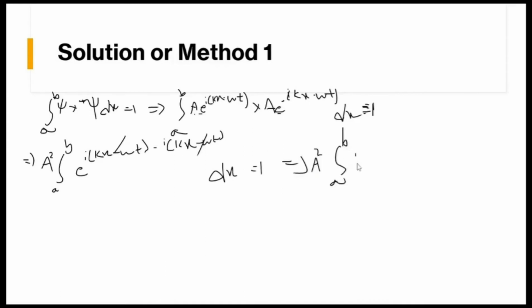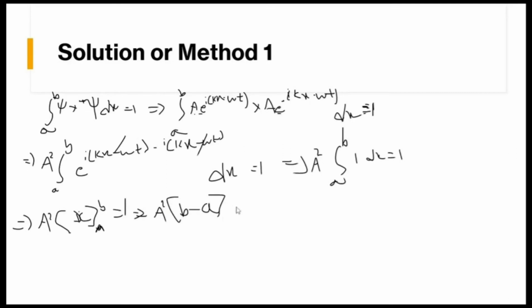So A squared times the integral from a to b of 1 dx equals 1, and the integral of 1 is x. So it would be A squared times x from a to b equals 1, which is A squared times (b minus a) equals 1, so A squared equals 1 by (b minus a), which gives A equals 1 by the square root of (b minus a). And we just found the value of A.